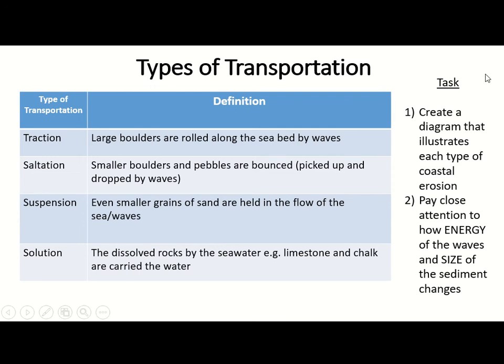You'll also notice on that diagram I've given you a little triangle diagram that says how the energy and the size of sediment changes with each of these types of transportation. So complete that task, make sure you've got the notes for these four, and then when you're ready you can unpause the screen and we'll talk about an even more important transportation process occurring at the coast.